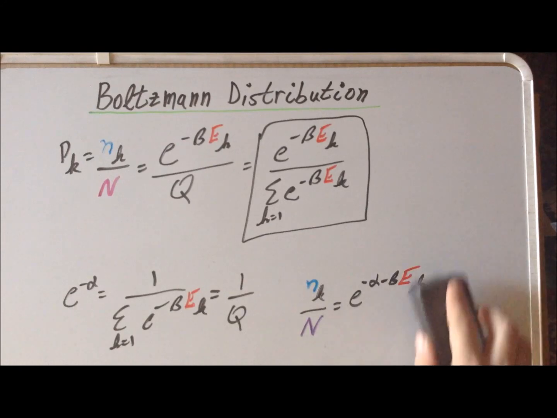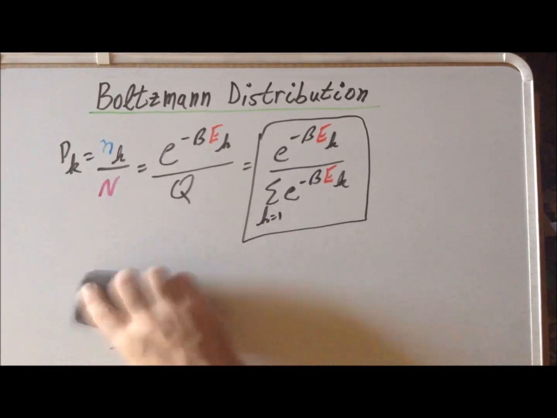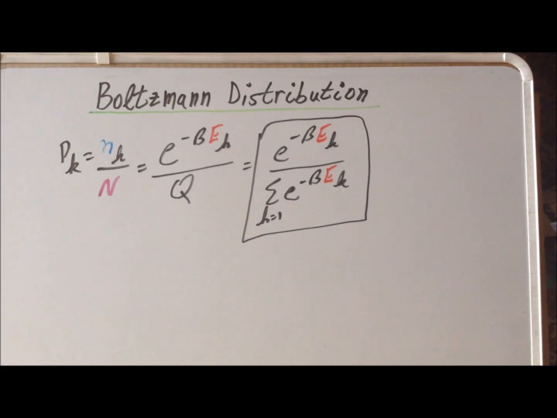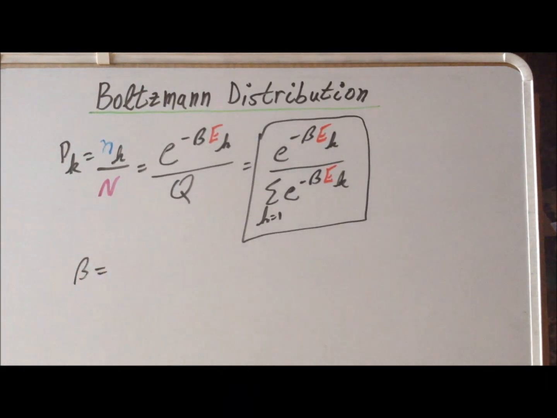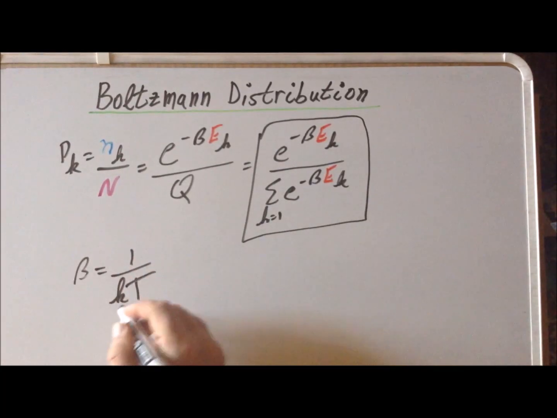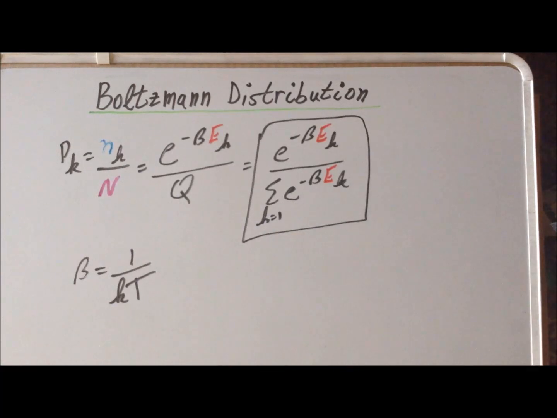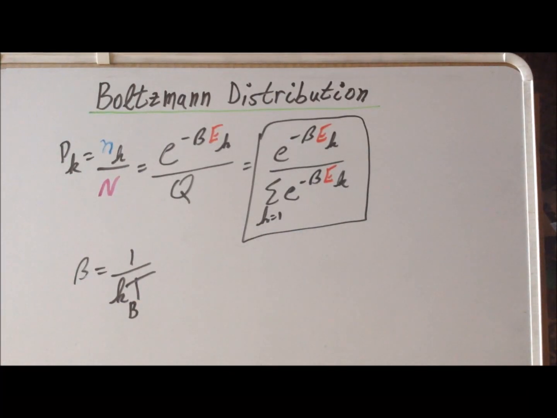And there's one more thing we can do here, which we're not going to show the derivation of, but we can get from other results, which is the evaluation of beta. It's going to turn out that beta is simply equal to 1 over k times T, where k in this case is not the index k, but it's the Boltzmann constant, so I might write it as k sub B, and T is the thermodynamic temperature.